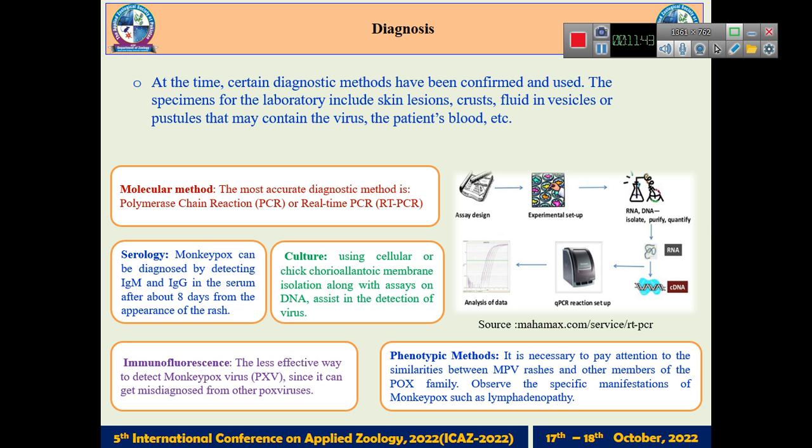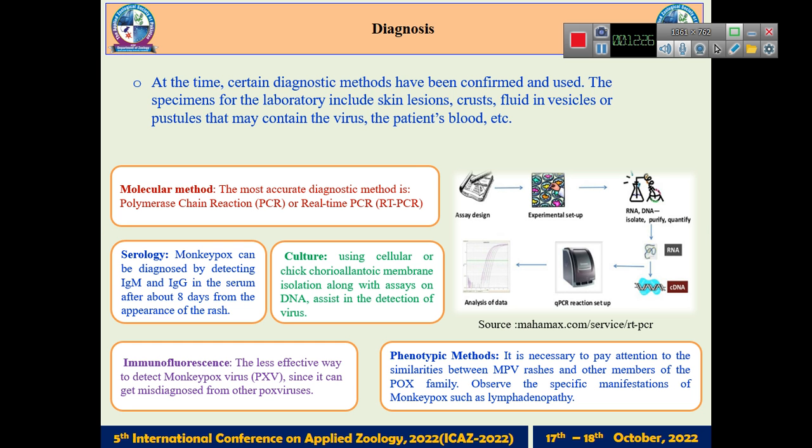Serology. Monkeypox can be diagnosed by detecting IgM and IgG in the serum after about 8 days from the appearance of the rash. Culture using cellular or chorioallantoic membranes in isolation aligned with PCR on DNA assists the detection of virus. Immunofluorescence is the less effective way to detect monkeypox virus, since it can get misdiagnosed from other pox viruses.